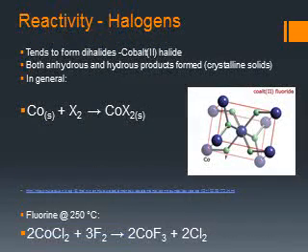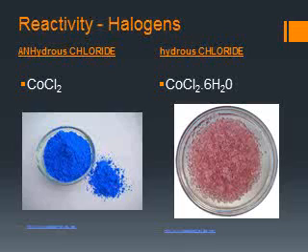Cobalt tends to form dihalides when reacted with halogens. Both hydrous and anhydrous products are formed. It reacts with fluorine gas to form cobalt-3 fluoride. In a similar way, cobalt-2 chlorides are formed. The anhydrous chloride is blue, and the hexahydrate is pink.